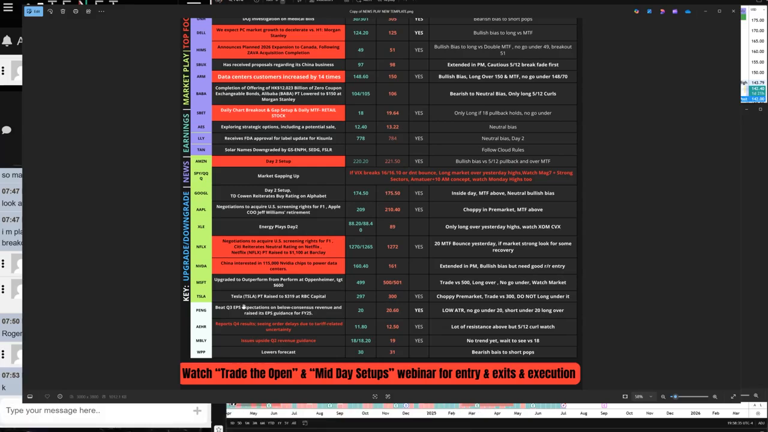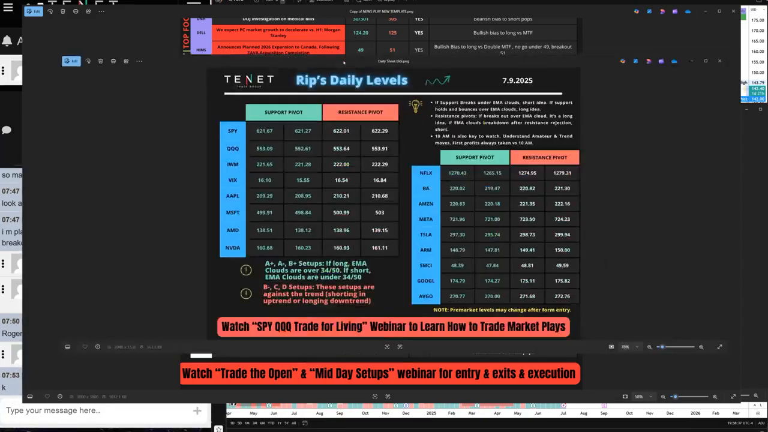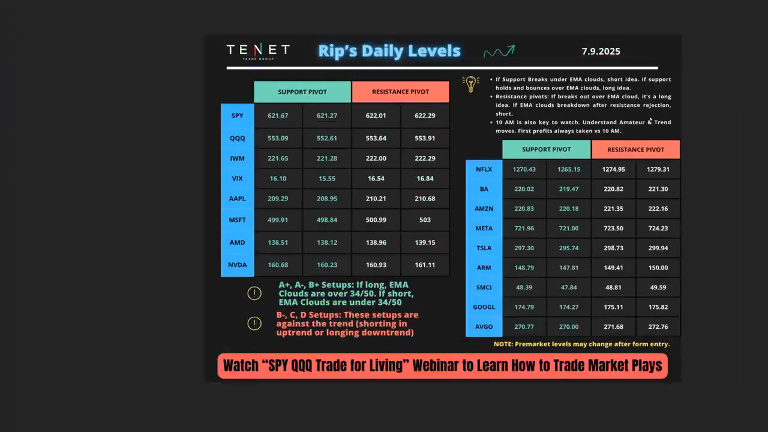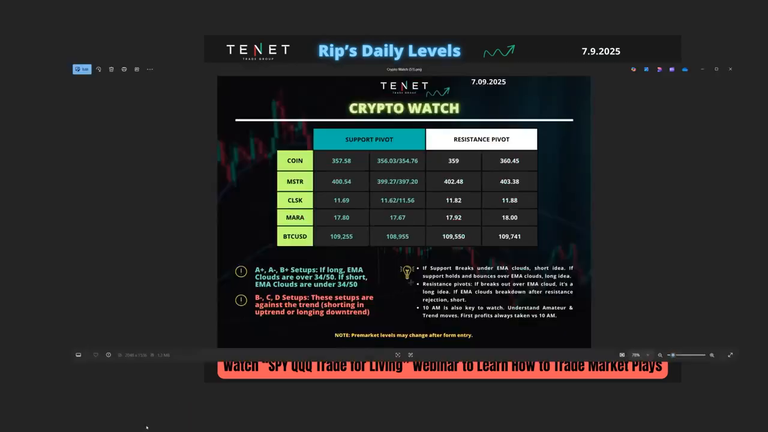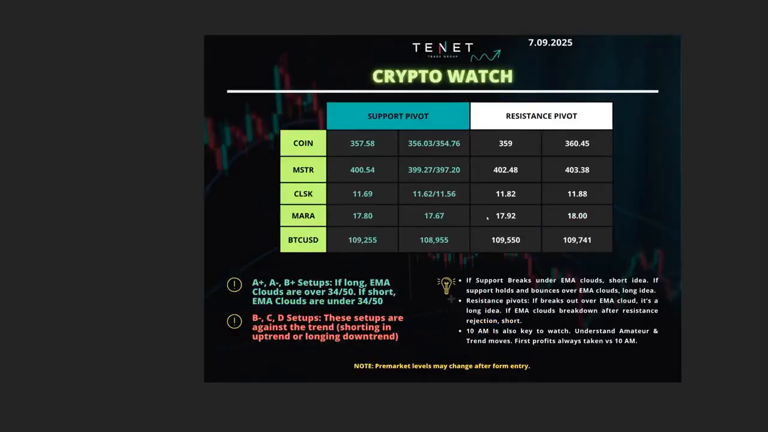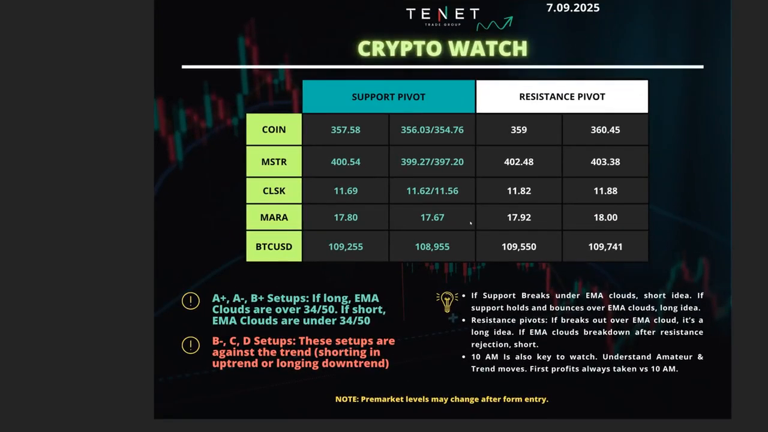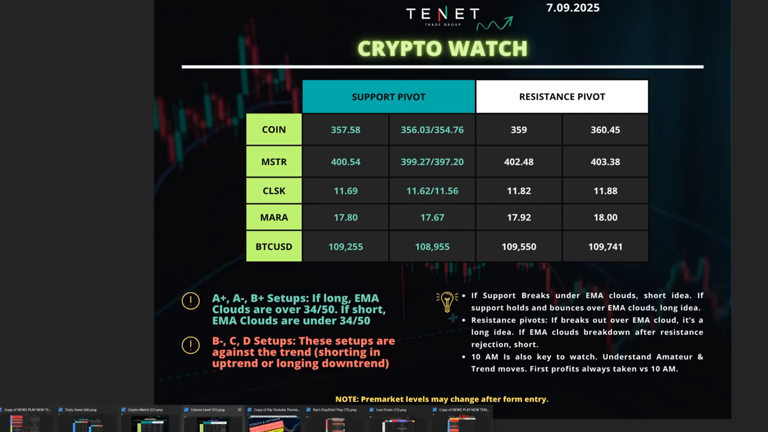We also provide levels for the index stocks called my daily levels: SPY, QQQ, IWM, Netflix, Boeing, Amazon, Meta. We have the levels of these every day provided to the traders in the pre-market to find the resistance levels. We also provide the levels for crypto stocks. We use the Ripster Clouds to trade those. We will discuss COIN and MSTR midday setups today.